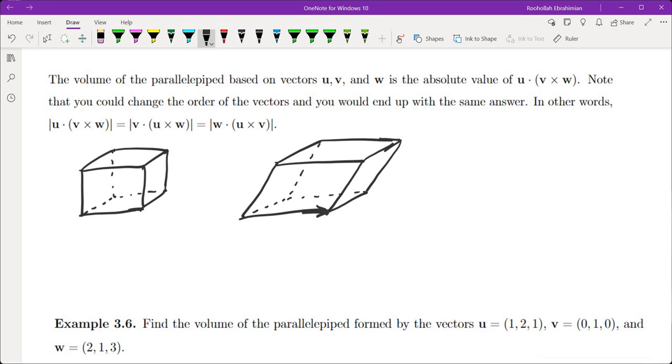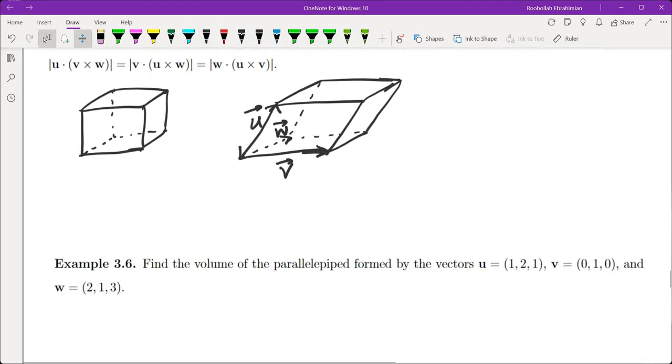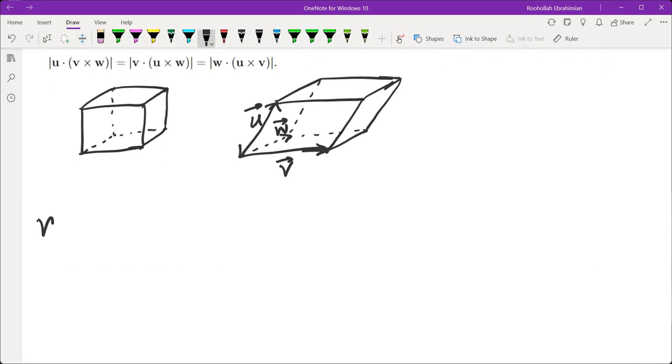So if the vectors are, let's say this vector is u, let's say this vector is v, and this vector is w. So what do we want to do? We want to find the volume of this parallelepiped. So what is the volume of this parallelepiped? Well, the volume is going to be base times height.